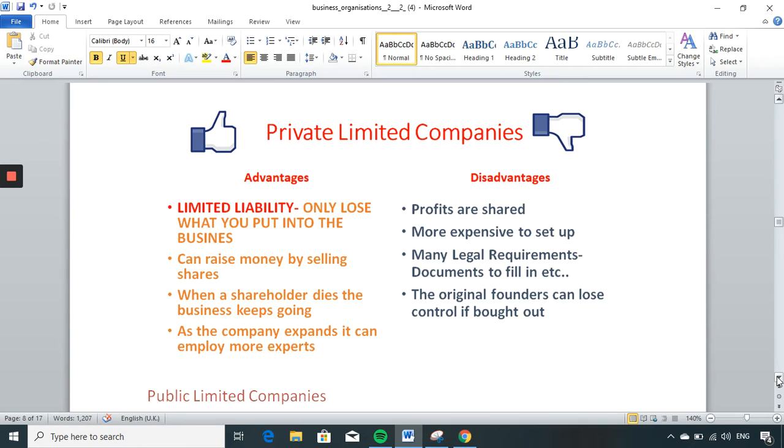You can see there's different types as well. That would obviously be a disadvantage in terms of being time consuming to set up and stuff like that, whereas the limited liability there will be the main advantage. Continuity of existence is another advantage as well.